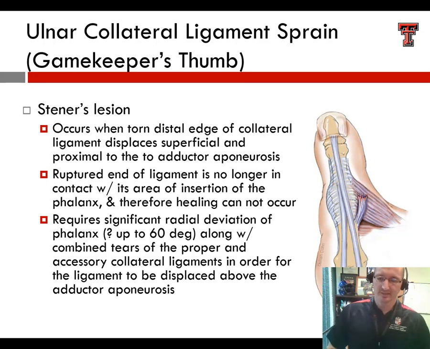Okay, this requires quite a lot of radial deviation, up to 60 degrees. So generally, a patient with a suspected Stener's lesion, they're going to have quite a lot of pain on that web space side, open up pretty substantially, and if there's not a positive response to our conservative management, even initially, then that's when we may want to consider the possibility that it's more than just a simple gamekeeper's.